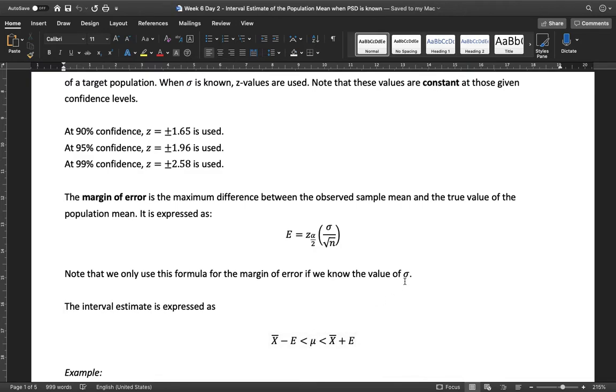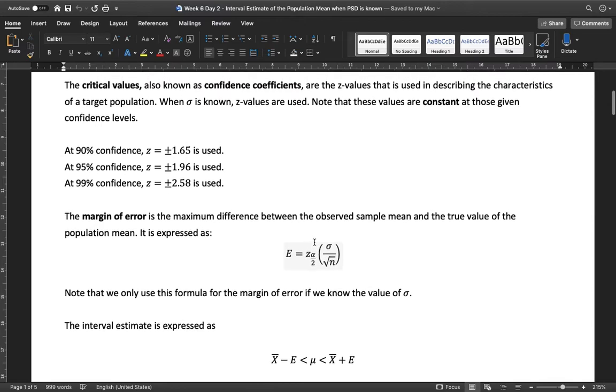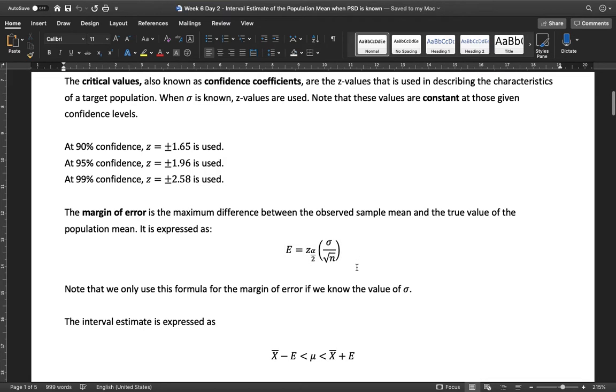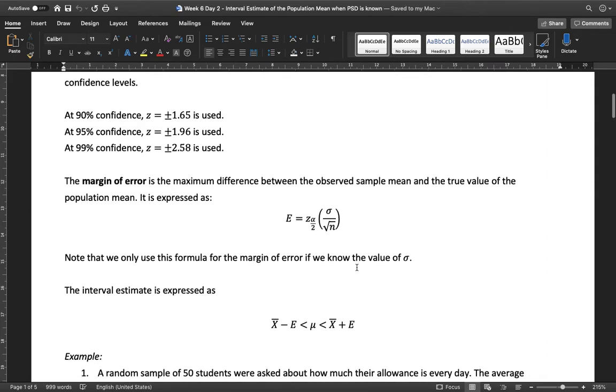Ganun po yan. Now, we have a margin of error, the maximum difference between the observed sample mean and the true value of the population mean. May formula tayo for that. That's E equals Z of alpha over 2, so that's the value of the z-score, or what we call the critical value, times the population standard deviation divided by the square root of the sample size. And remember, ginagamit lang natin to kapag alam natin yung value ng population standard deviation.